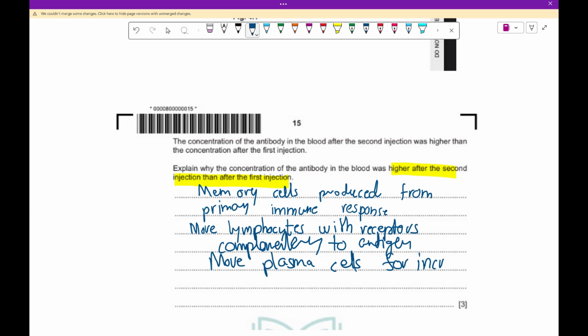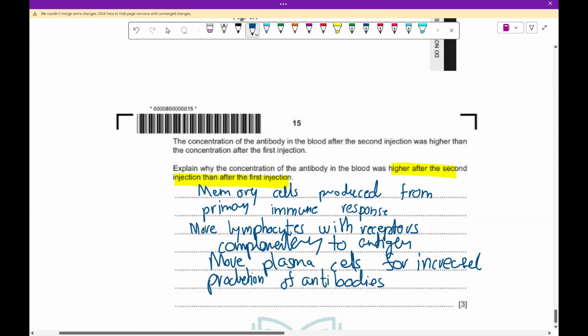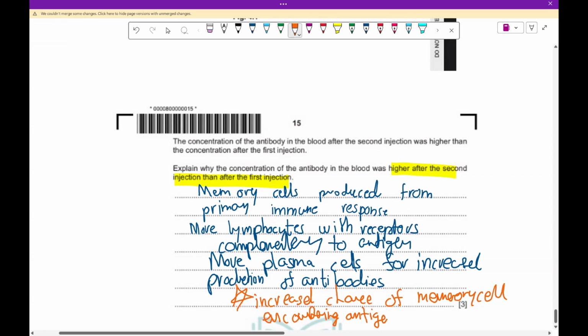For increased production of antibodies. And you can also write that there is an increased chance of memory cells encountering the pathogen antigen, since there are more memory cells in circulation from the primary immune response.